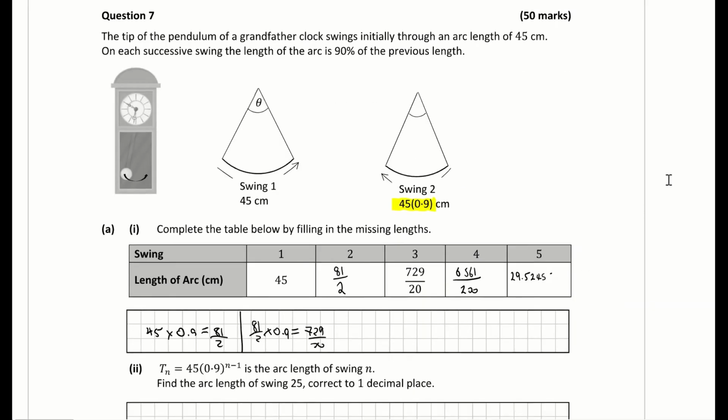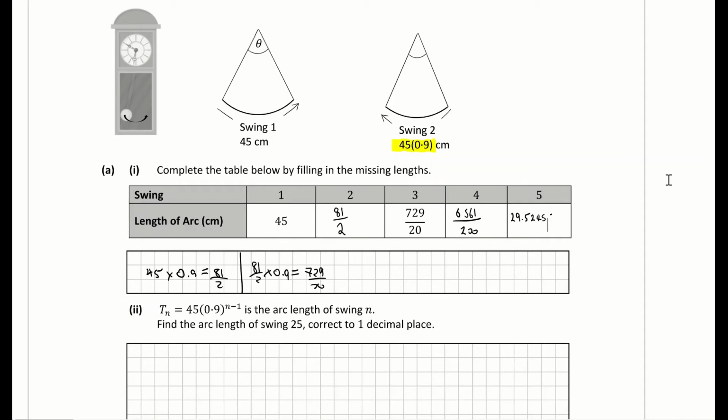Nothing too stressful there, I don't think. A part 2, they've given us a formula for the pattern.